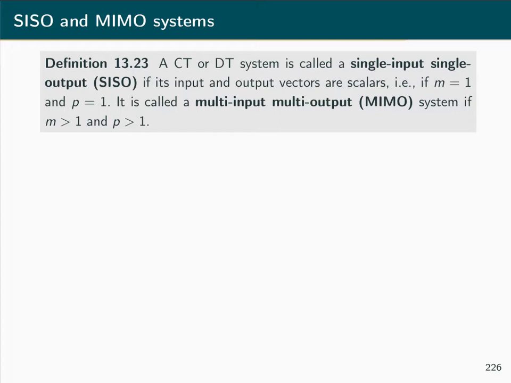On the other hand, it's called a multi-input, multi-output or MIMO system if m is greater than 1 and p is greater than 1. It goes without saying that we could also have a single input, multi-output or SIMO system or a multi-input, single output MISO system.